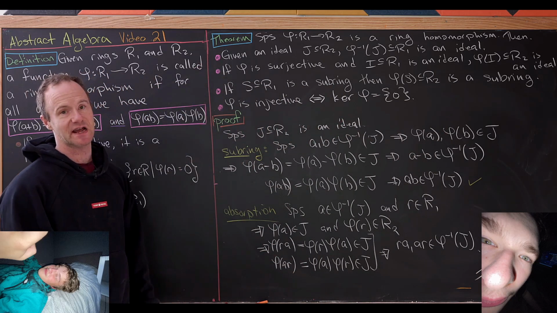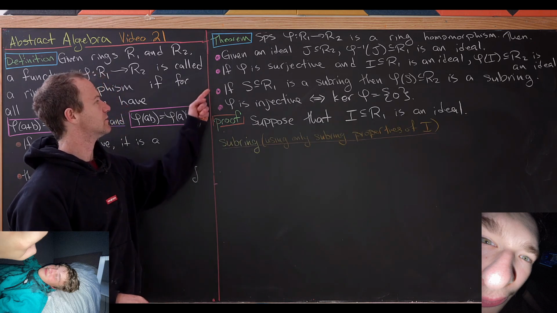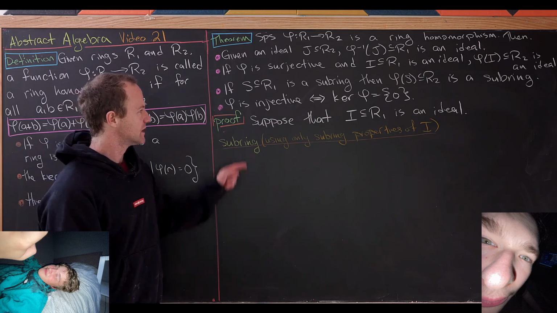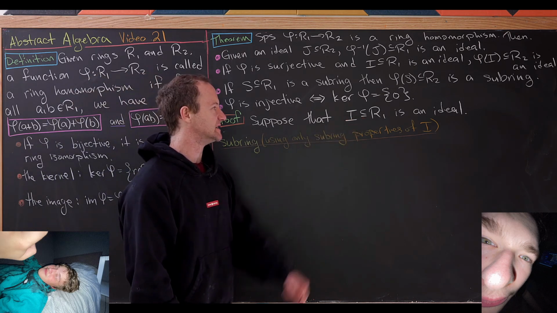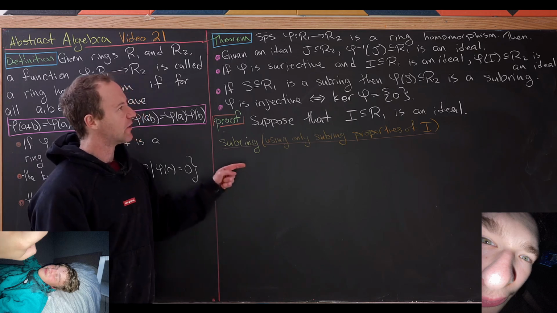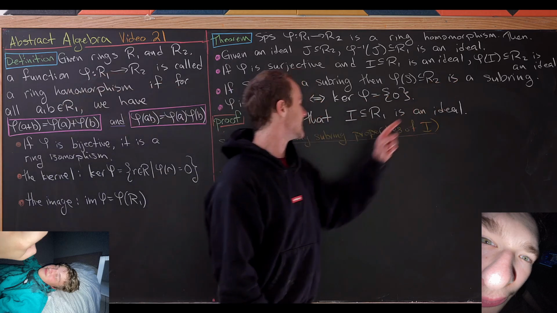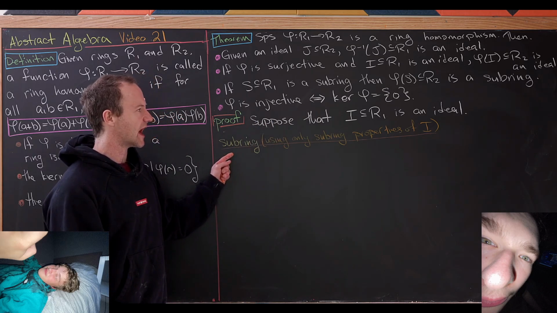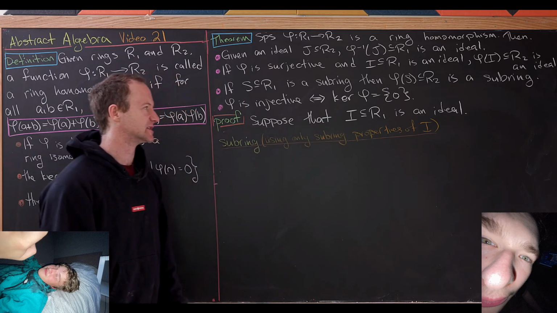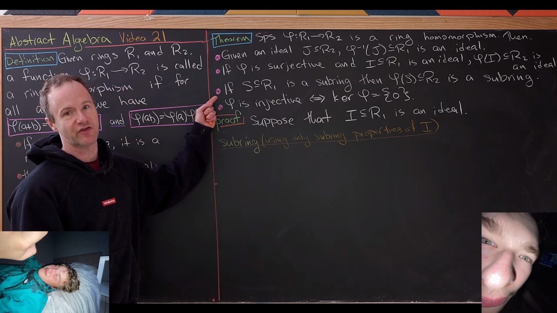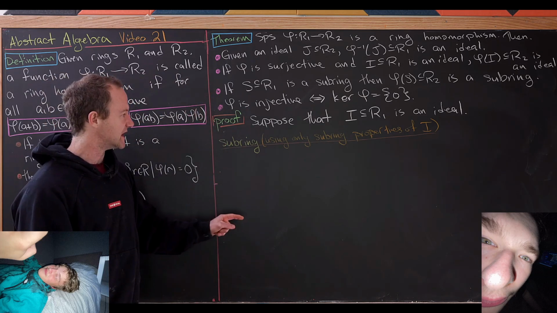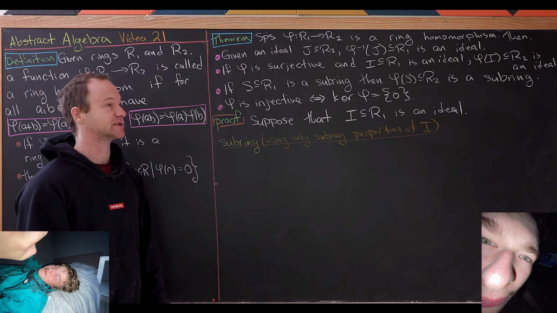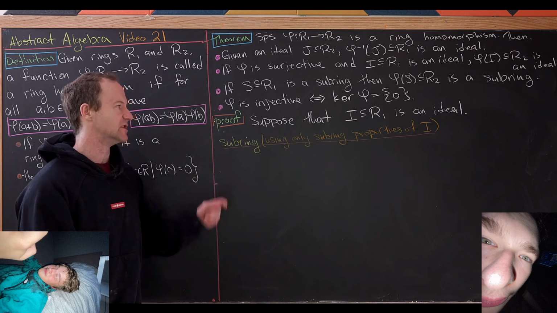Now let's move on to the second point. Okay, so now let's do actually the next two bullet points at the same time. So let's suppose that I is an ideal of R1. And now first we'll show that phi of I is a subring of R2. But we'll do that only using the fact that I is a subring. And that'll prove this third point. And then we'll also at the end show that if it's in addition an ideal and phi is surjective, then the image is also an ideal.